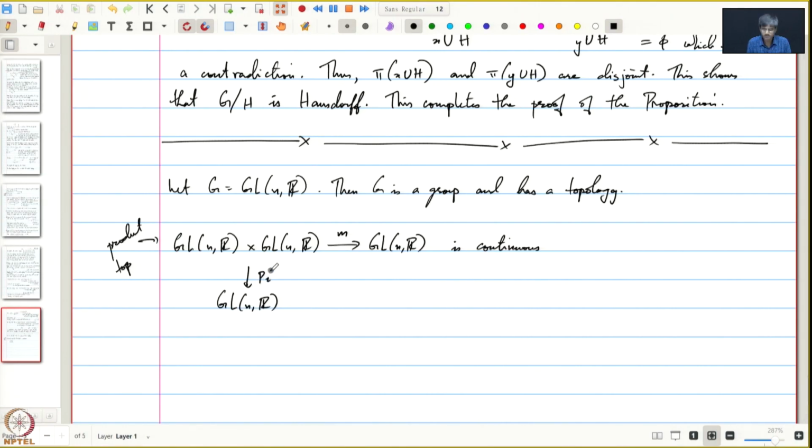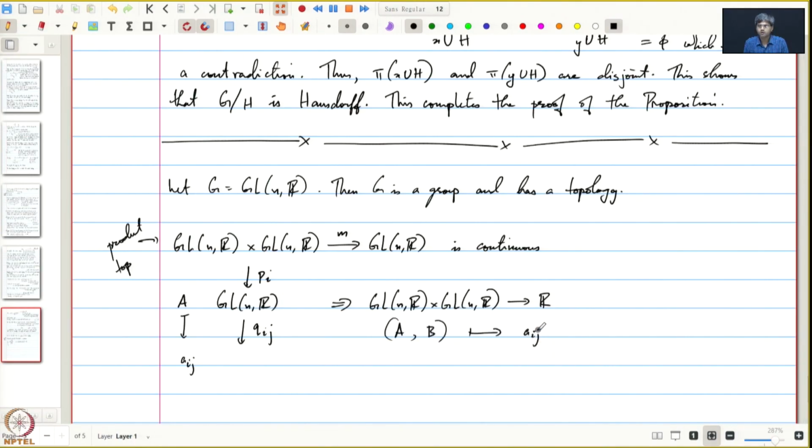This is some pi. And on GL_n(R) we have these continuous maps which project onto the coordinates. Let's call these q_ij. Given a matrix A, the map q_ij sends it to A_ij. This implies that the composite of these two is continuous. So from GL_n(R) cross GL_n(R) to R, (A, B) maps to A_ij, or similarly B_ij, these are continuous.